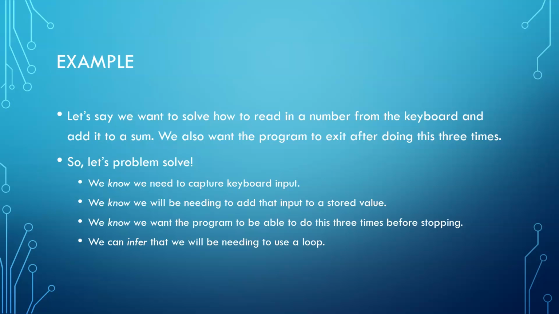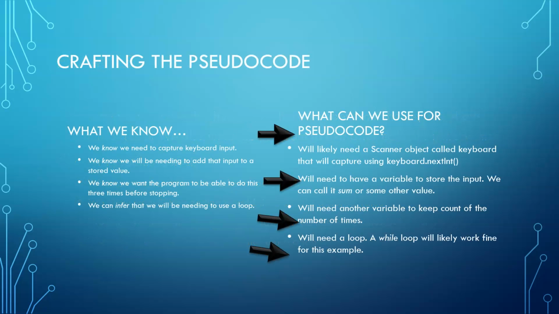So here's another example. Let's say we want to solve how to read in a number from the keyboard and add it to a sum. We also want the program to exit after doing this 3 times. So let's problem solve. We know we need to capture keyboard input. That's going to be priority 1. We know we need to add that input to a stored value. We know we want the program to be able to do this 3 times before stopping. And because we have a multiple recurring thing that it's repeating, we can infer that we will need to be using a loop. So let's craft that pseudocode.